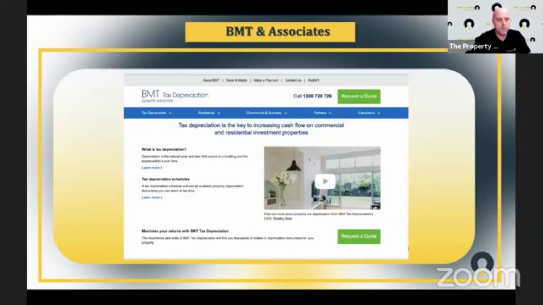So basically what I wanted to share with you here is just BMT Associates' details. If you are out there buying property, give these guys a call and make sure you get a good depreciation schedule from them.